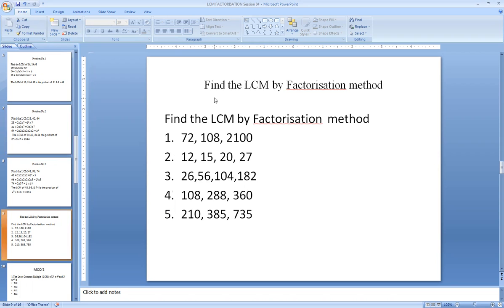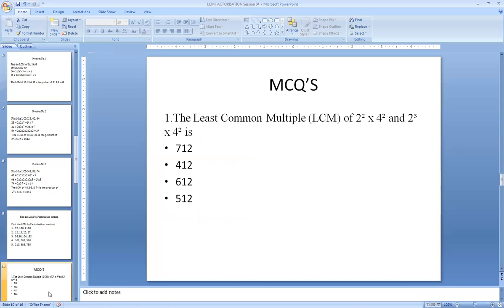See the next questions. You people have to calculate here. There are some questions given for you. The first question is to calculate the LCM under the factorization method: 72, 108 and 2100. In the second case 12, 15, 20 and 27. In the third case 26, 56, 104 and 182. Next, the problem is 108, 288 and 360. The last one is 210, 380 and 735. These are the questions that you have to calculate for the LCM under the factorization method.